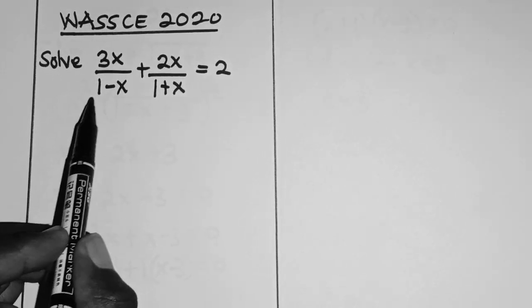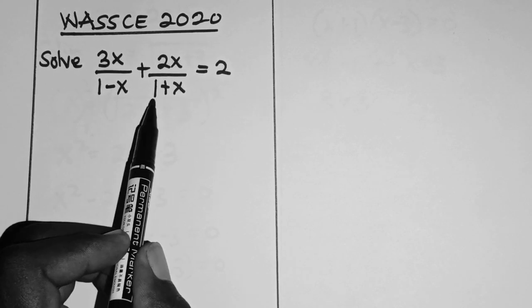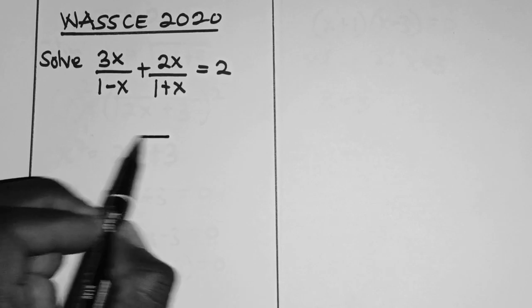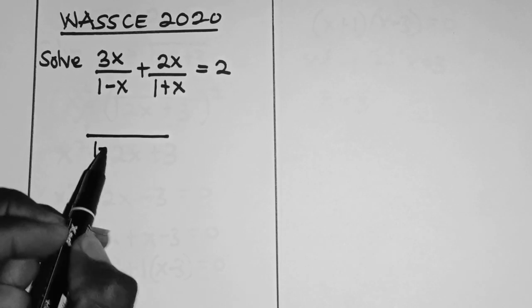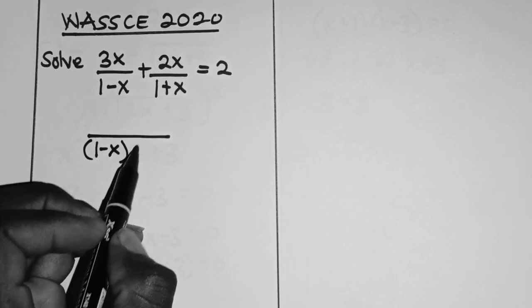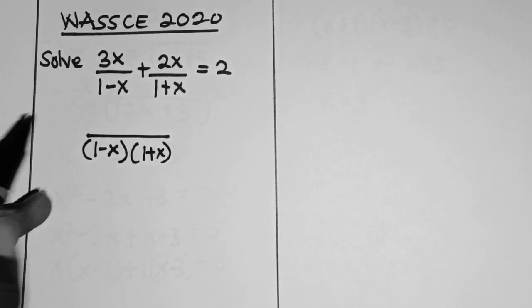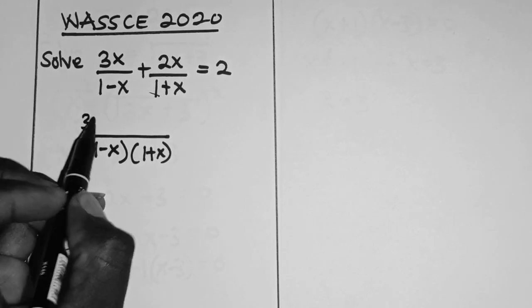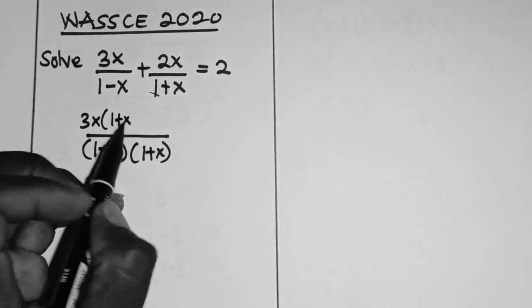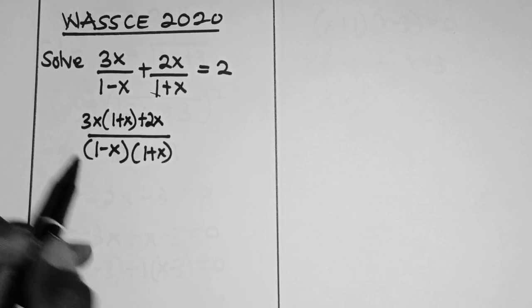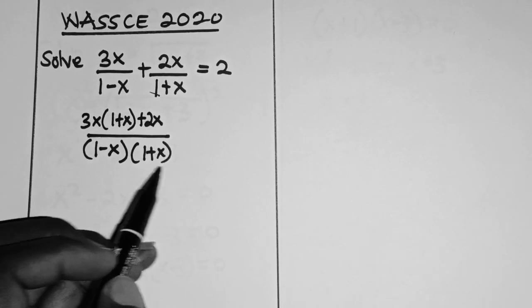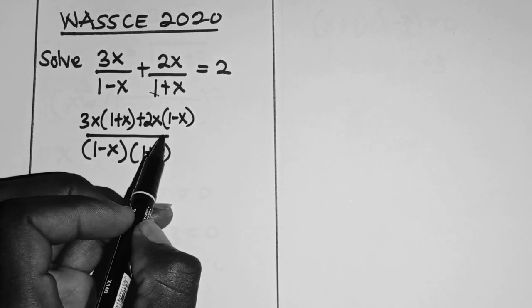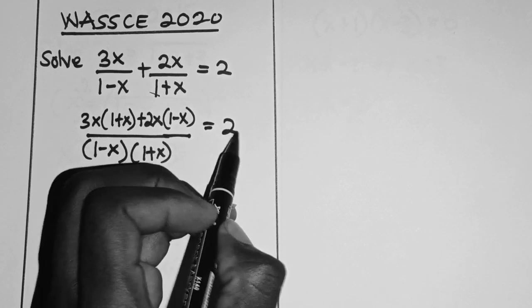Solve 3x divided by 1 minus x plus 2x divided by 1 plus x equals 2. So in this case, let's find the LCM. The LCM is 1 minus x times 1 plus x. So you see that here 1 minus x will cancel 1 minus x. So that means that 3x will multiply 1 plus x. Then plus 2x. See that 1 plus x will cancel 1 plus x. So 2x will multiply 1 minus x. And this is equal to 2.